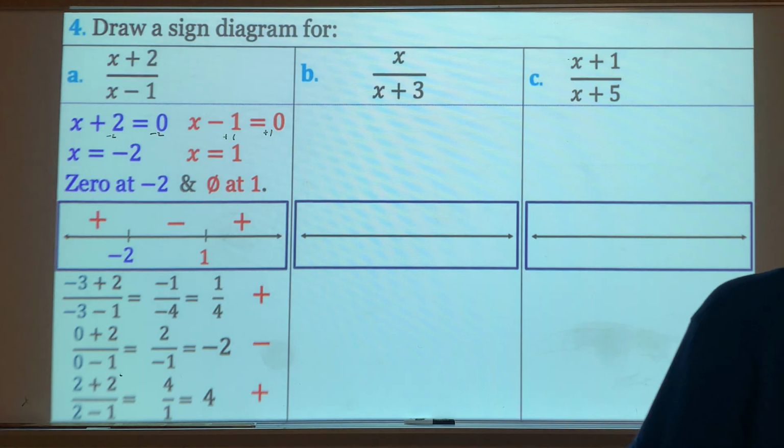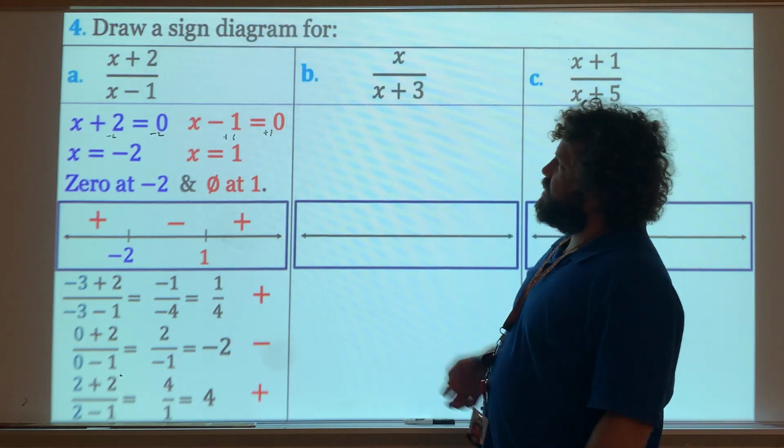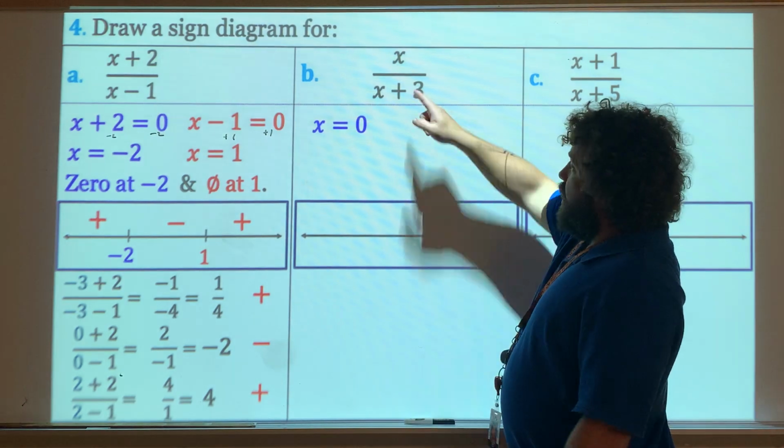Letter B. Numerator equals x, so you just set x equal to 0. That's easy enough. x plus 3 equals 0.